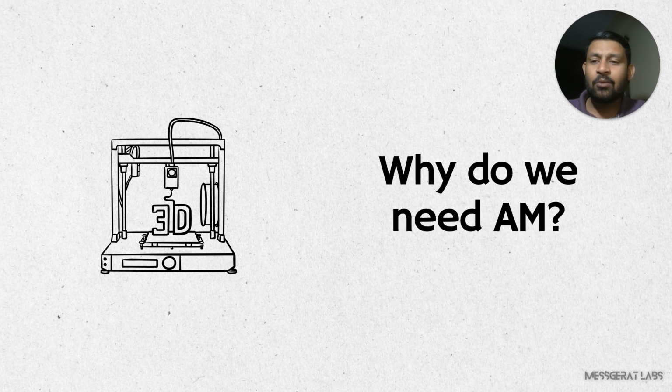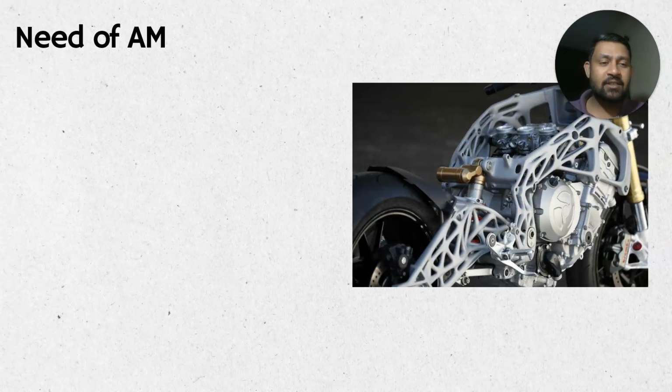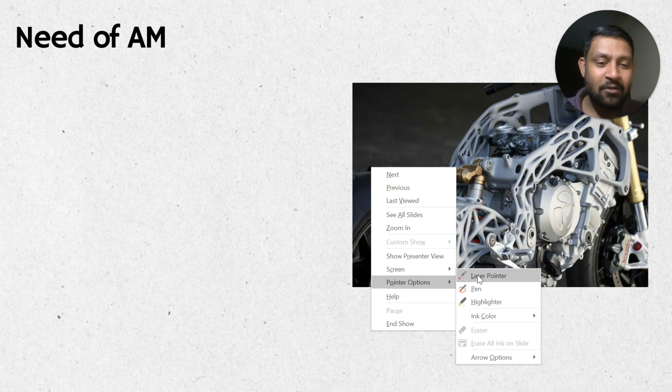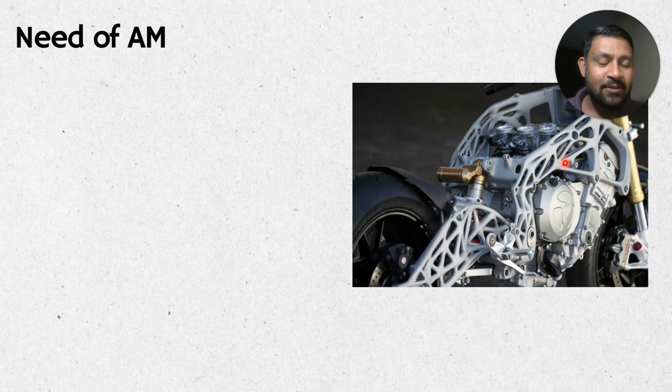Yeah, so now we understood what is additive, what is subtractive, and how both of them vary from each other in terms of their working principle. Now we need to understand why do we need additive manufacturing. So there is a very interesting additive manufacturing case study. This is a BMW chassis, a BMW two-wheeler bike.